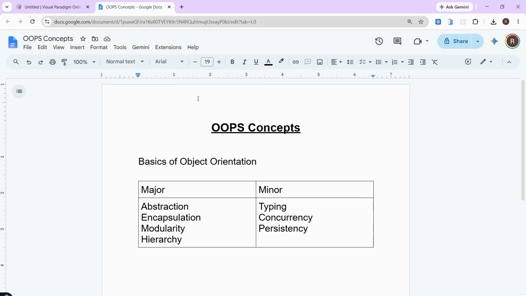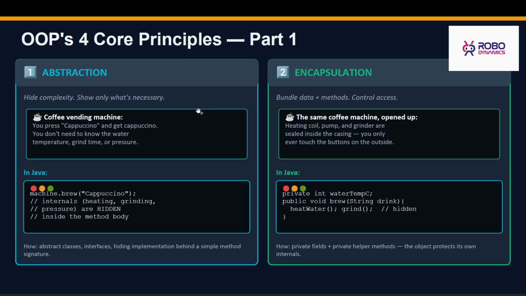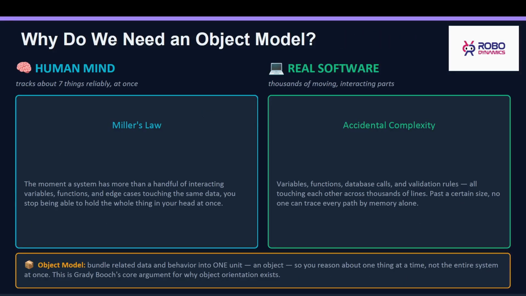So if you want to understand that, you need to also know what exactly is a class and what exactly is an object. These are very important things. So let's dive in terms of what is abstraction, what is encapsulation, what is modularity, and what is hierarchy.